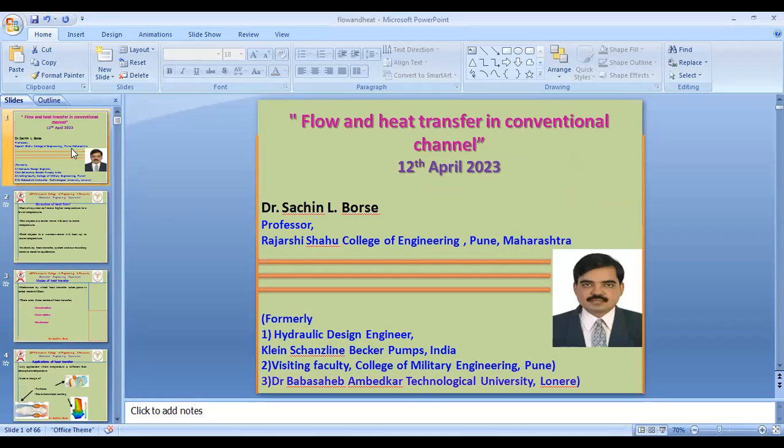It is visible. Now, the purpose of today's session is not micro channel, but conventional channel, so that you can have some questions on how it is different from conventional fluid flow and heat transfer. That is the purpose of today's lecture. We'll revise fluid flow and heat transfer in conventional channel, so that we can ask some questions tomorrow in the session related to the micro channel. So I will go to the presentation mode.